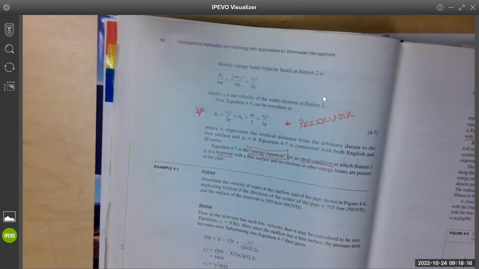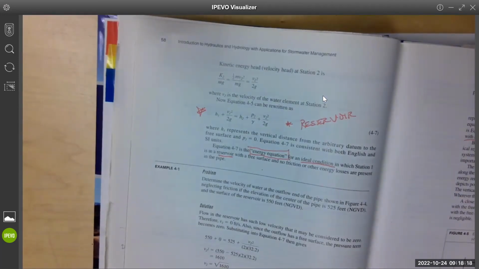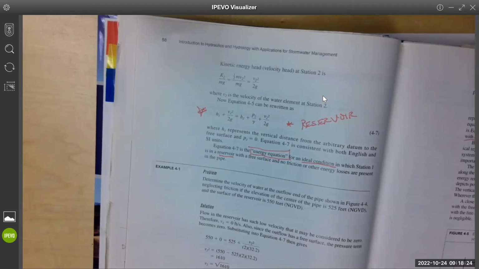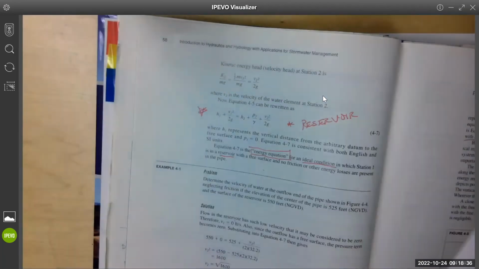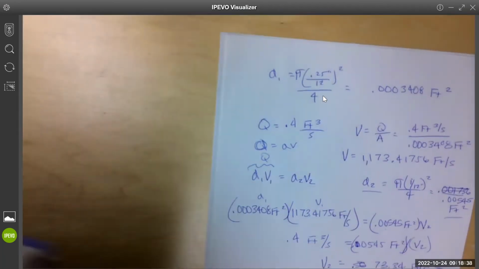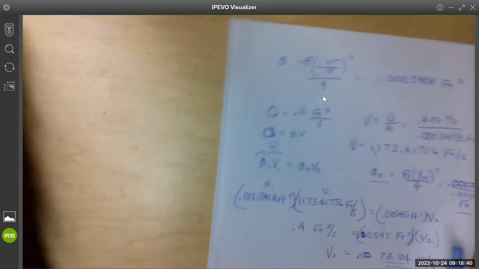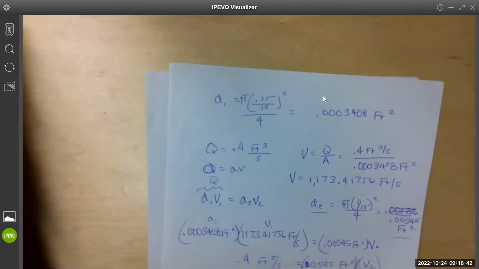Anyone remember the specific weight of water? 62.4. And what was the units? Pounds per foot cubed, right? So since I am recording, I should write that here. Not on the whiteboard.